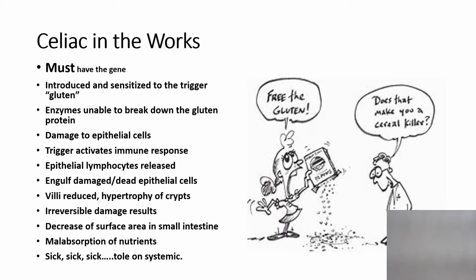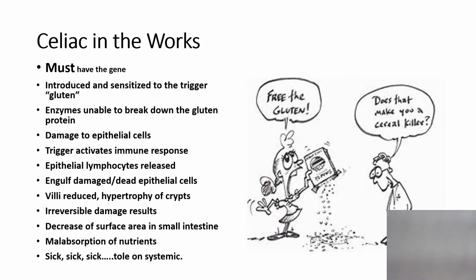So your small intestine is lined with lots and lots of villi. Villi are like finger-like projections that increase the surface area in the lining of your small intestine for more and better absorption of nutrients, vitamins and minerals that you need.